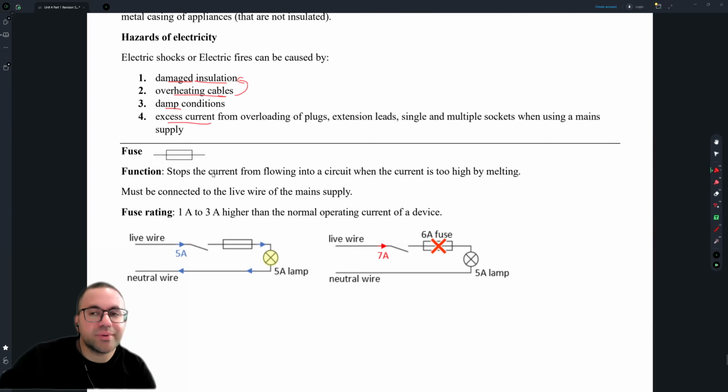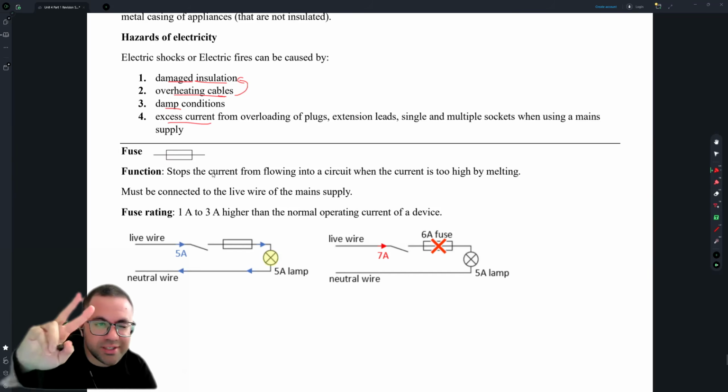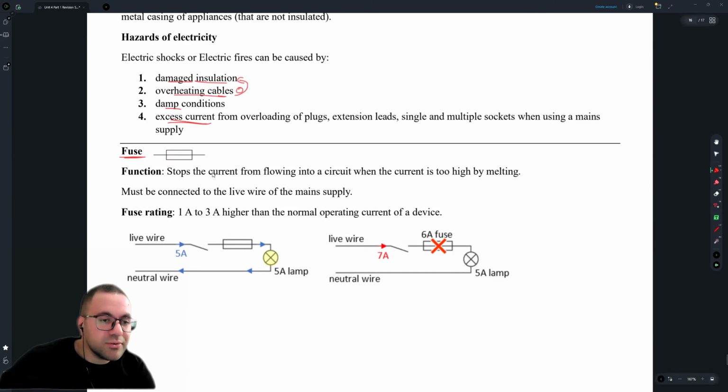So what safety features do we have at home to protect us from these two main problems? Too much current is the reason why things overheat or burn and sockets get damaged. To protect you from that, we have a fuse. A fuse is just a very thin wire, by the way, that's always placed on the live side of a circuit. This wire is designed to melt if the current gets too high.